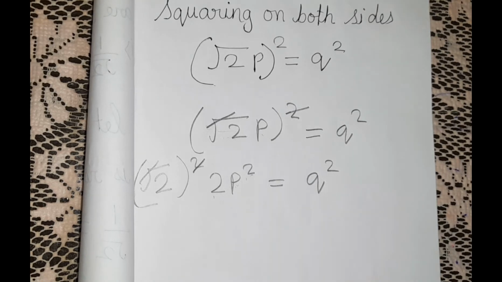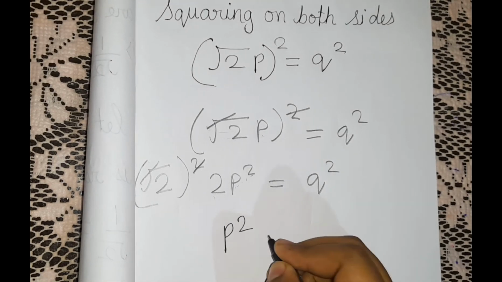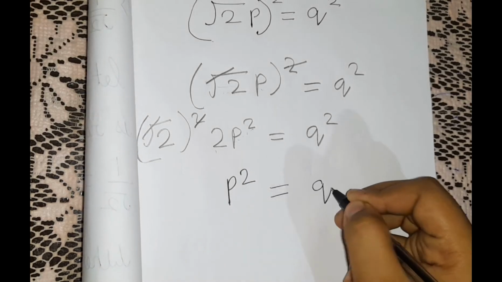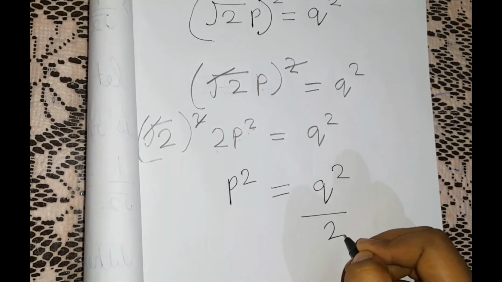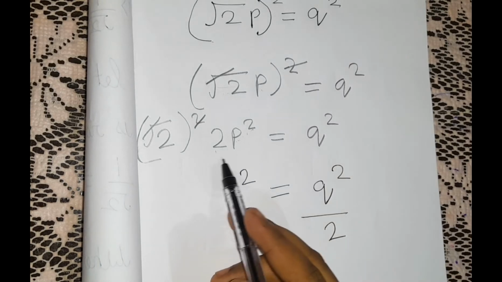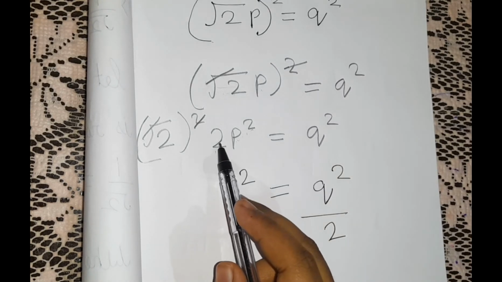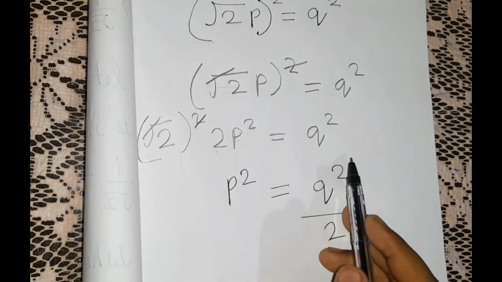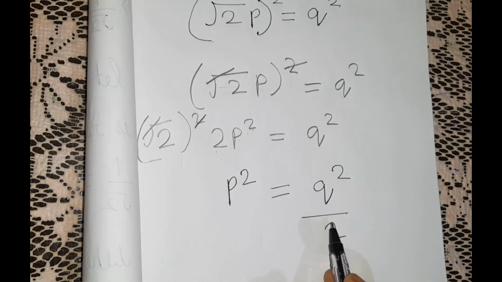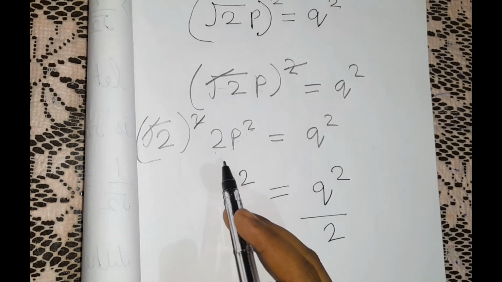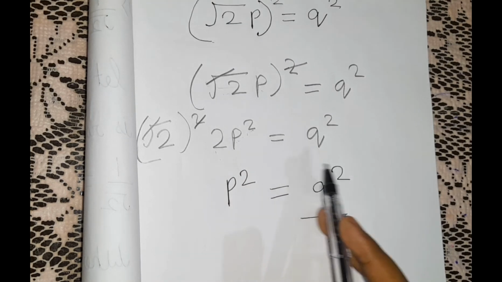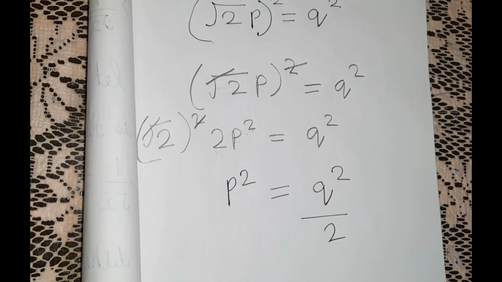Now we shall write p square is equal to q square by 2. Why is it 2? Because here it was in the multiplication form. When it comes this side, that time it became division. As you guys know, if it is in the multiplication form, after crossing this equal to symbol, it has to be in the division form. Like that I wrote. So now it is p square is equal to q square by 2.